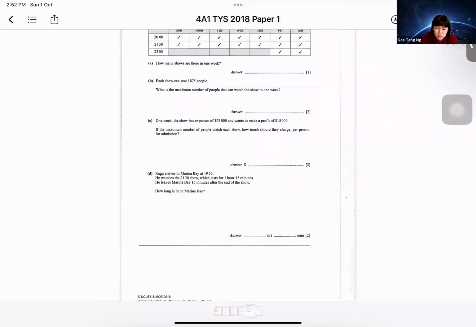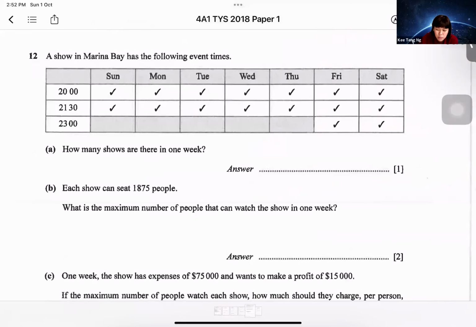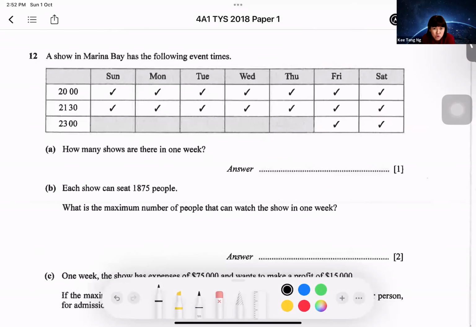Next question. This question over here, question number 12. There are so many different show times. All right, how many shows are there in 1 week? We count 1, 2, 3, 4, 5, 6, 7. 7 times 2, 14. So there should be 14 of them. Then 15, 16. So there should be a total of 16 shows.